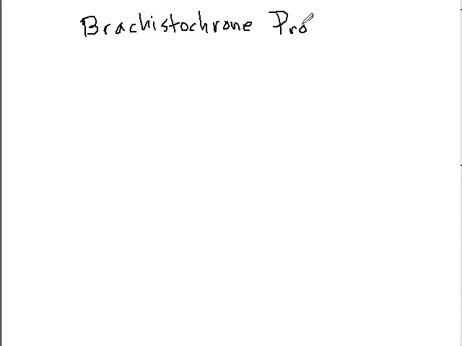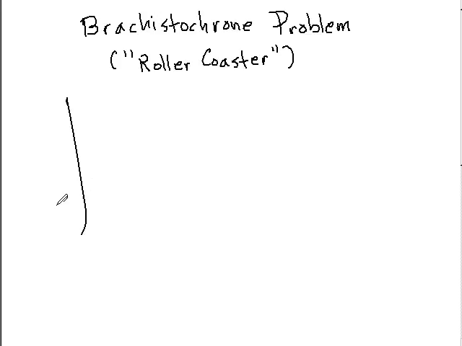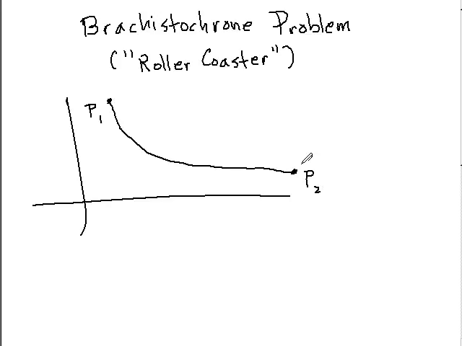So here's the very famous brachistochrone problem. And it's analogous to the roller coaster problem, which is find the curve that gets you from point A to point B in the shortest amount of time, because that will give you the most feeling of acceleration on a roller coaster. So shortest time. So all we have to do is identify this function.